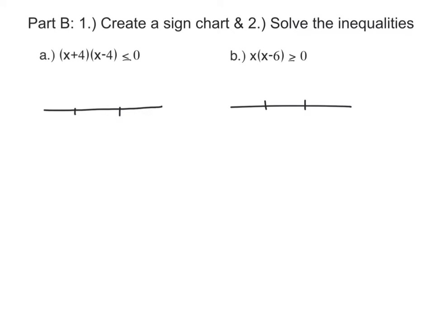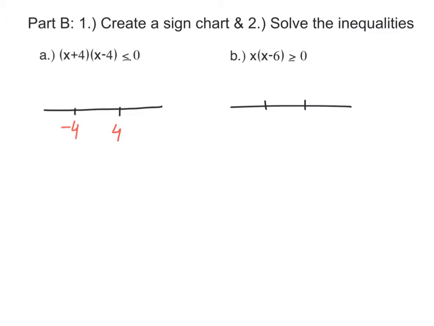And those are going to happen right here when x plus 4 is equal to 0. That'll be when x is negative 4. The second important point is going to happen right here. For x minus 4 equaling 0, x would have to be positive 4.